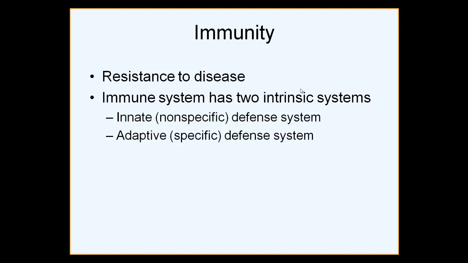What's immunity? Immunity is defined as the resistance to a disease. As I said earlier, the immune system has two intrinsic systems. One of them we will call the innate, or what you're born with, defense system, and the other is the adaptive defense system. The adaptive system is highly specific, it is systemic, and in most cases it has memory. We'll discuss that, and that is very different from the innate system.